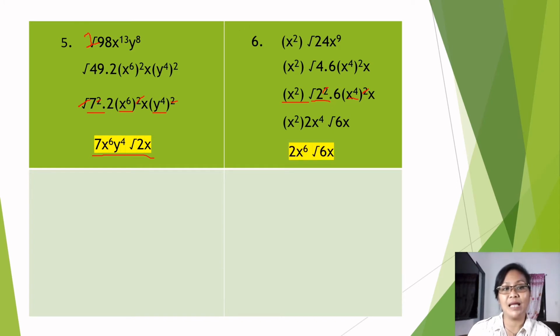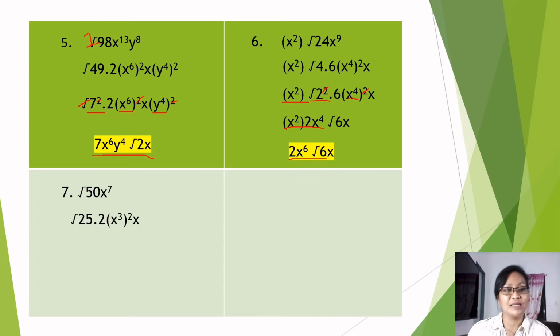Next, multiply the terms outside. So 1 times 2 is 2. X squared times x to the 4th. Copy the base x and then add the exponent. 4 plus 2, 6. And then copy square root of 6.